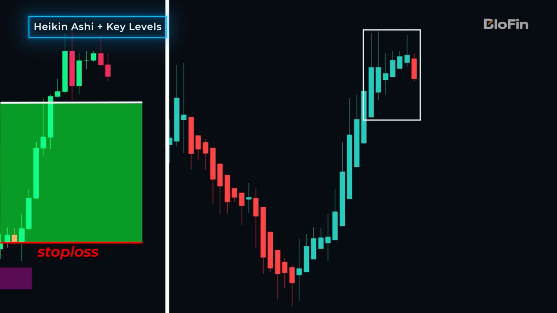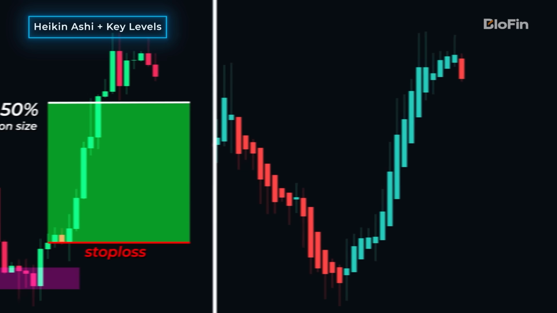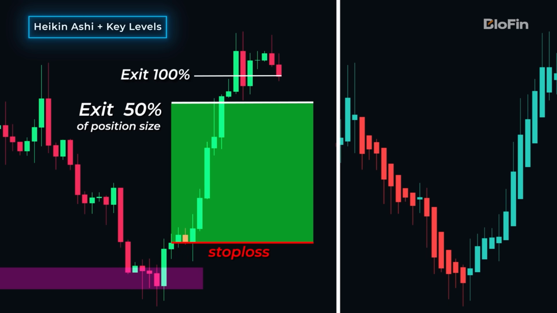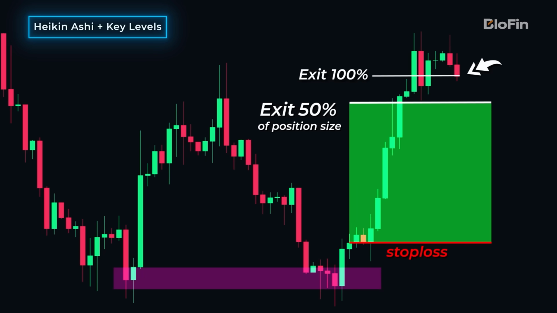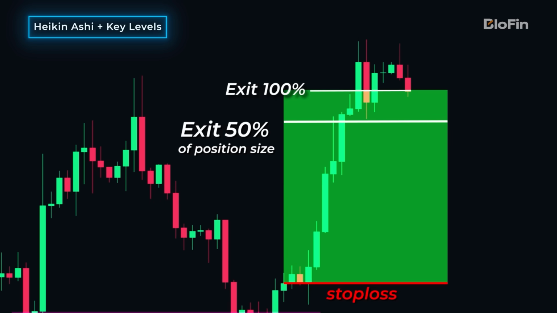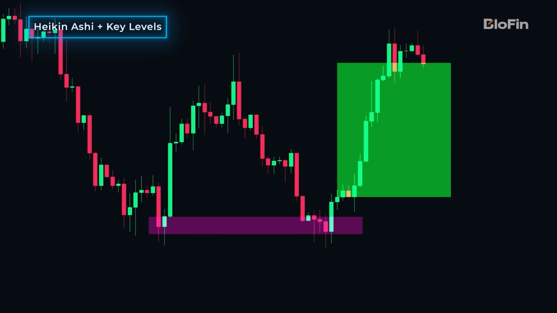But here, we can now see that the green candle's body starts to shrink in size, lower wicks begin to appear, and a red candle formed. This tells us that the uptrend has likely lost its strength, which means we can fully close the remainder of our trade here. So notice that by using this simple trick of letting a portion of your position run with the help of the Heikin Ashi, we were able to capture more of this upside move. So you can see just how powerful the Heikin Ashi indicator is.